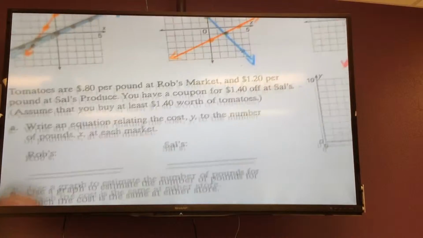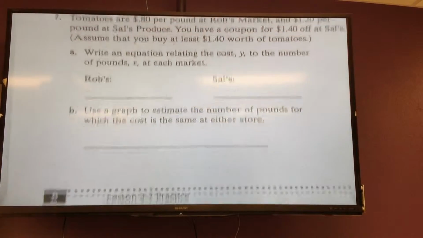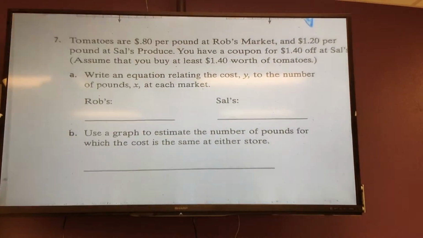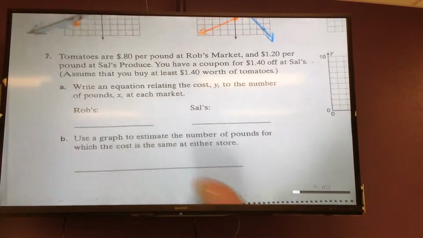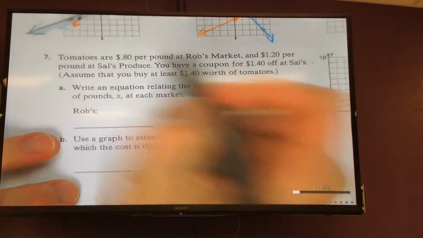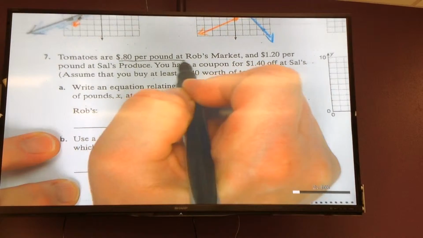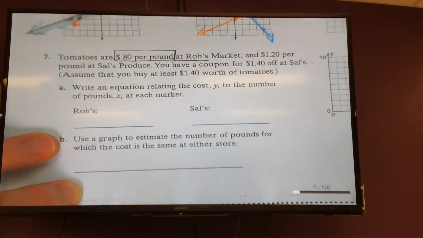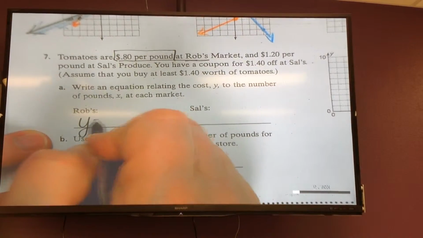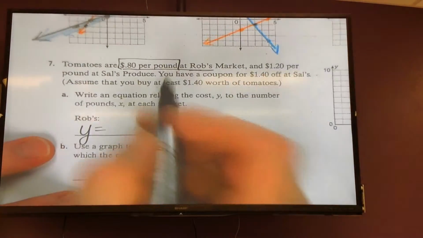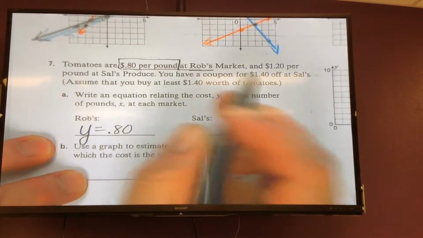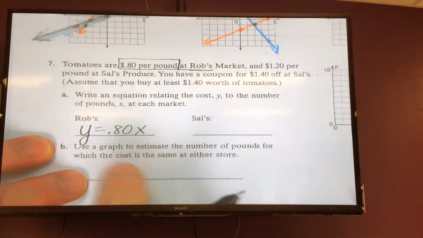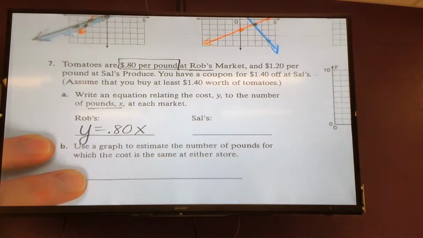Okay, last problem, number 7. For this problem, you have to look at a few key items. One is the tomatoes for Rob's Market were 80 cents, and it does say 80 cents per pound, and that was for Rob's Market. So if we're going to write this equation, we're going to have y equals, we have to take the price and take it times the number of pounds. And it did say x is the number of pounds for that one.